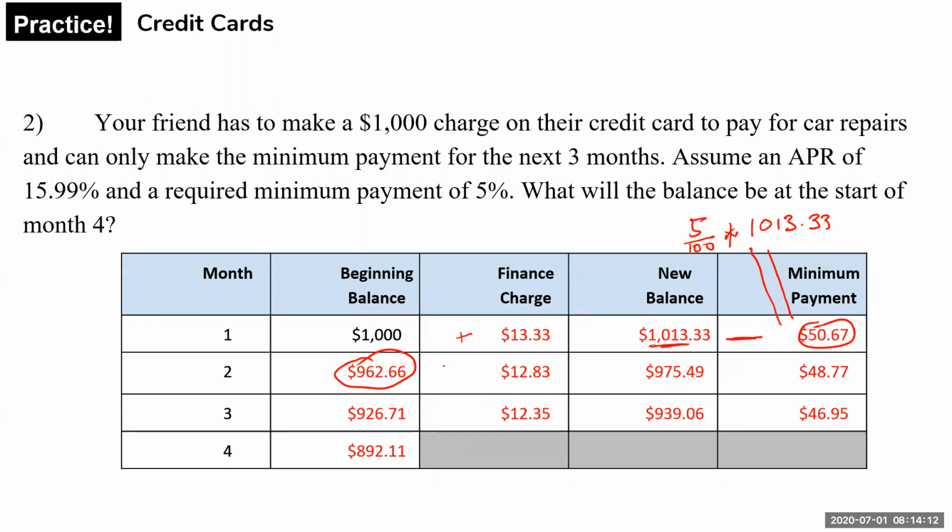Now you apply the APR, 0.1599 divided by 12, multiplied by that balance, and that gives you this finance charge. Now you add this finance charge to the beginning balance, and that gives you that. Then you do 5% of that to get the minimum payment. So you keep repeating the process. For the third month, you subtract this from that, and that gives you that. Then you do 15.99% over 12 multiplied by this, and that gives you the finance charge. So you keep repeating the process, basically.